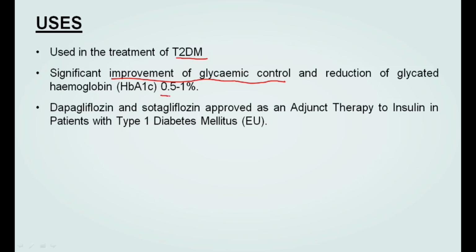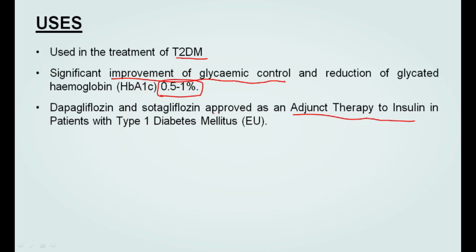HbA1c reduced 0.5 to 1%. This is a significant amount, a 0.5 to 1% reduction of the HbA1c is observed. Dapagliflozin is approved by the European Commission for type 1 diabetes mellitus as an adjunct therapy to insulin. That means it can be used along with the insulin.